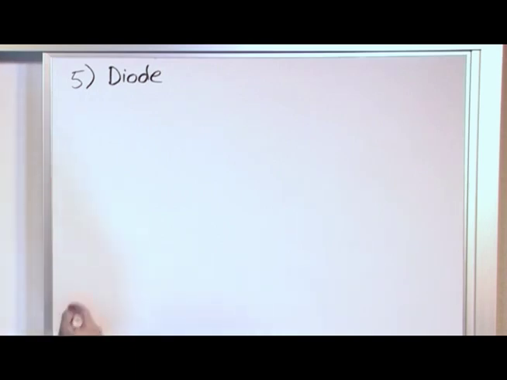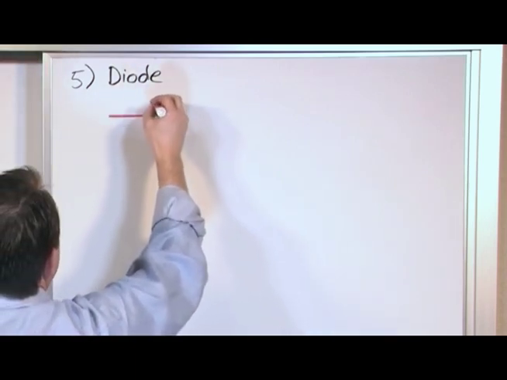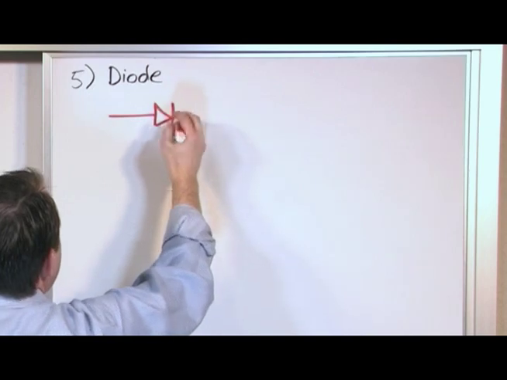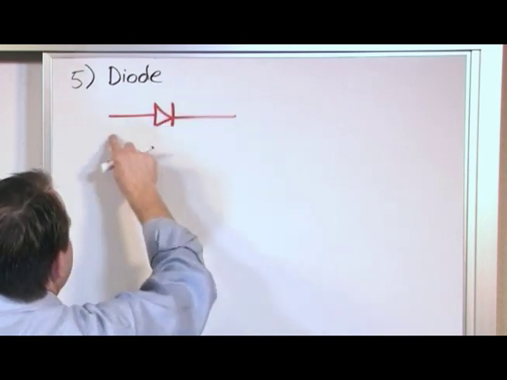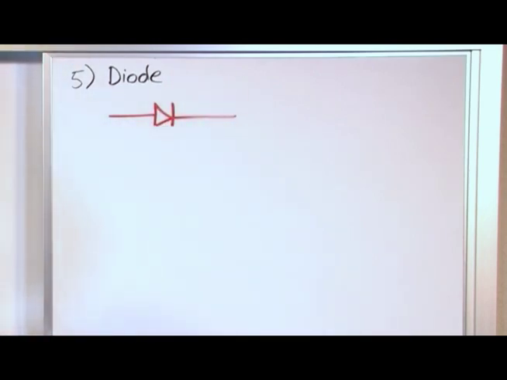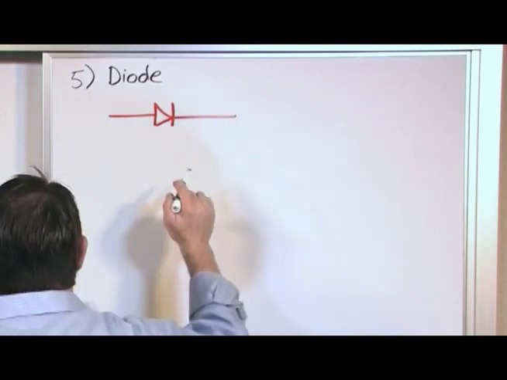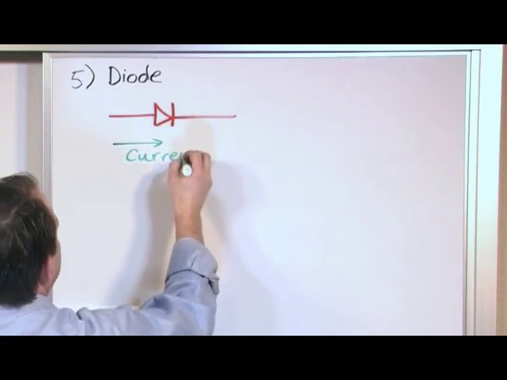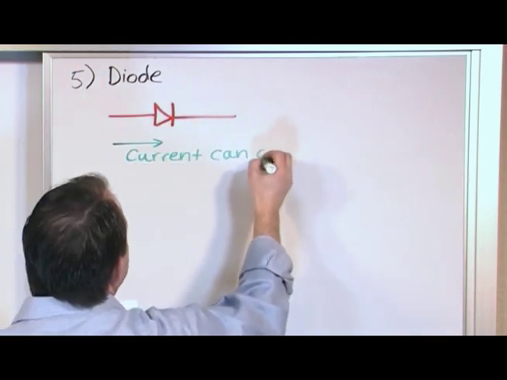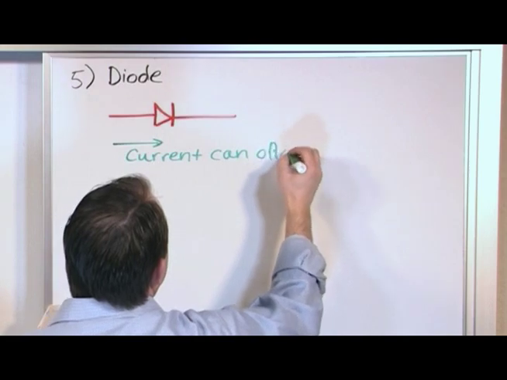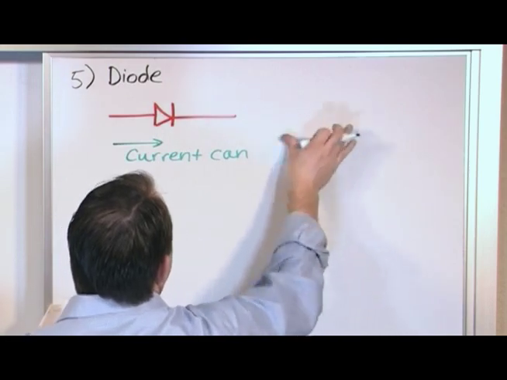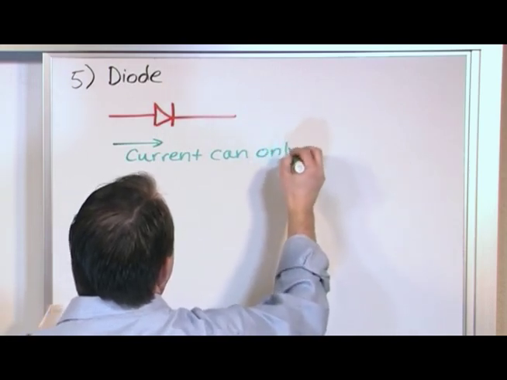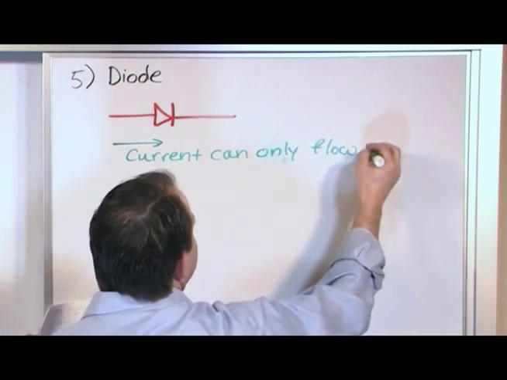Now, the symbol for a diode looks like this. You've got a triangle with a line on the end of the triangle. It would look just like this in an electric circuit. Now, when you see it drawn like this, what this means is current can only flow this way.